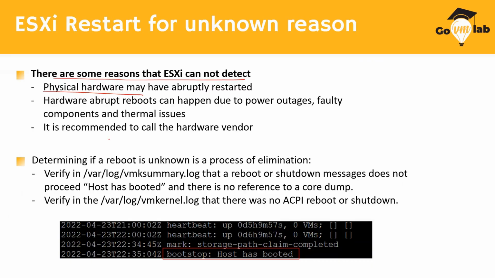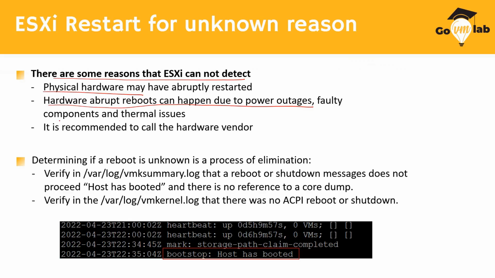Because of hardware-specific failures. If your hardware abruptly reboots, it can happen due to power outages. If you take out the power cable from the server, ESXi cannot figure out that it's happening because someone has taken out the power cable, right? Because ESXi cannot identify those kinds of failures, as it doesn't have an understanding of hardware-specific failures.